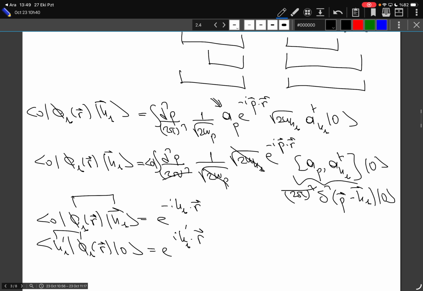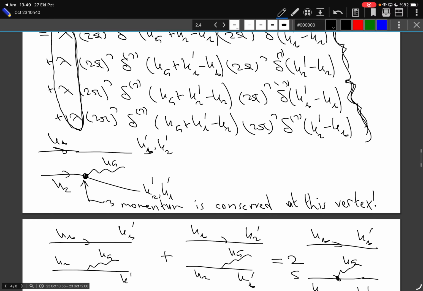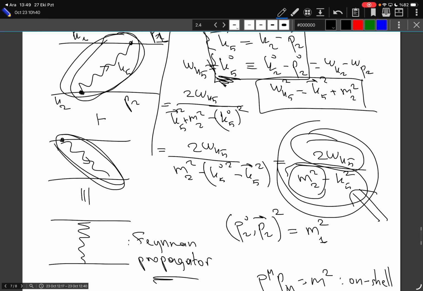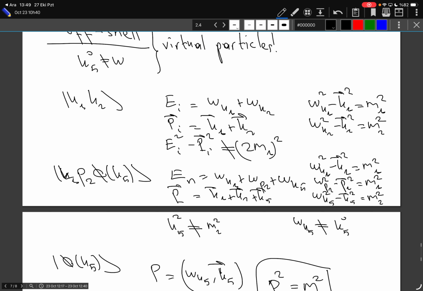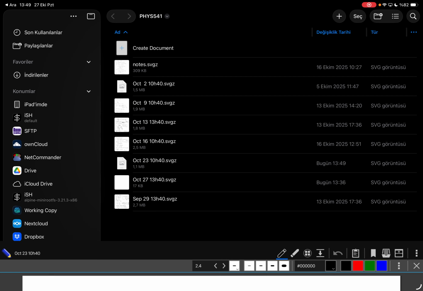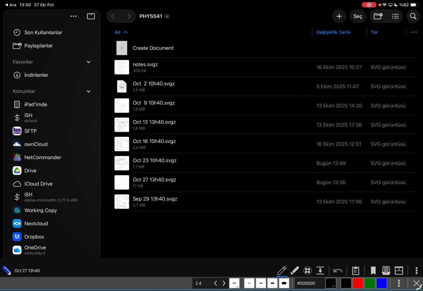Okay. Well, you see, here I have an interaction between two of the type 1 particles. You will see at the end of this, by the way, the midterm, just a reminder. In class hours, right? Yes.